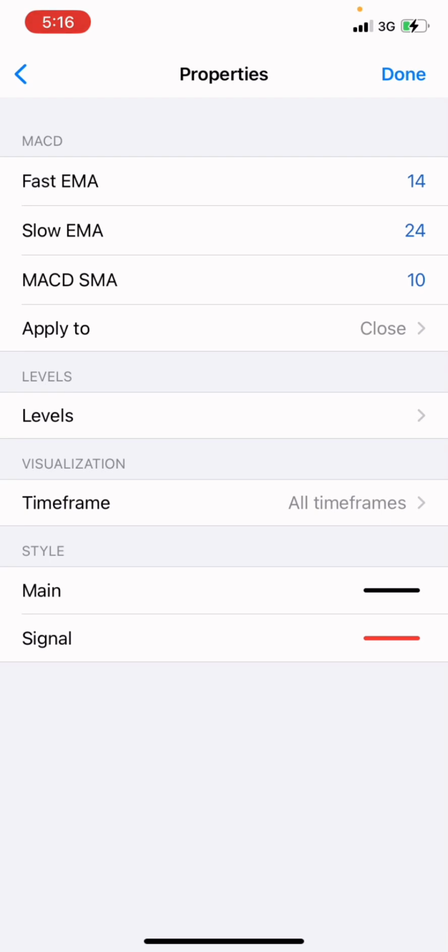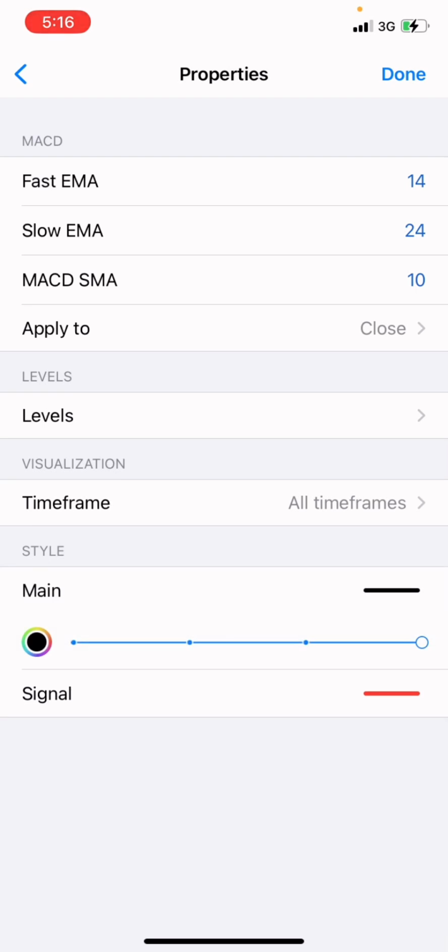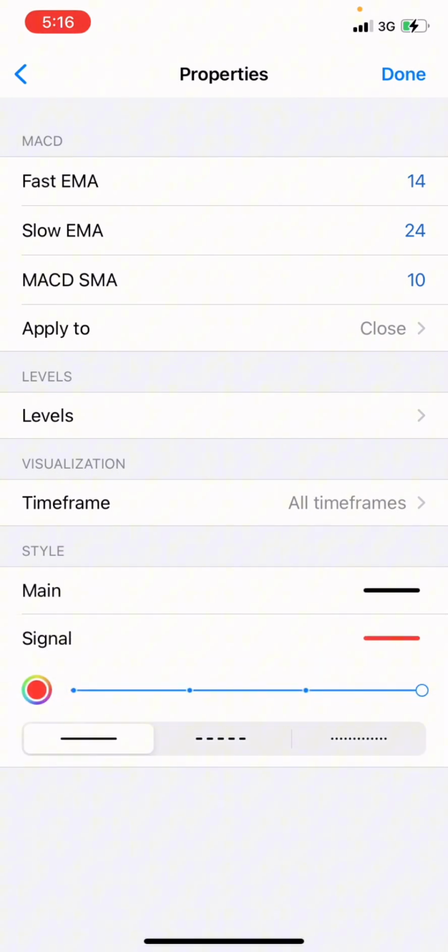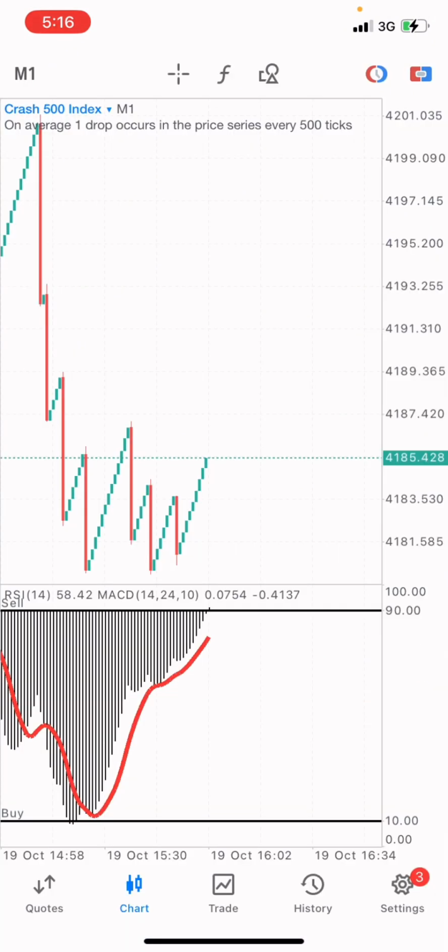Slow EMA 24, MACD SMA 10. Okay, you want to set these parameters accordingly as you are seeing it right here, so that you'll be able to get a good accuracy when you are trying to analyze the trade. Then you apply to close. For the main color, you put that on black, with the last pixels, which is the last line right here. The signal color red with the last line as well. Then you click on done.